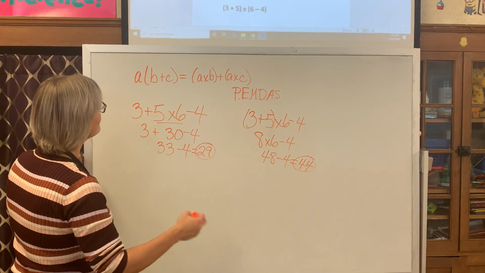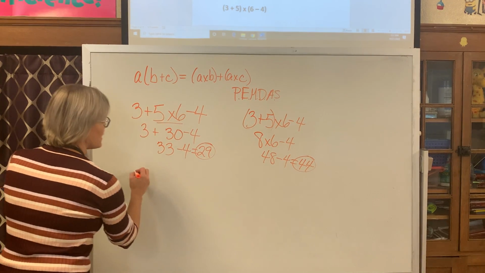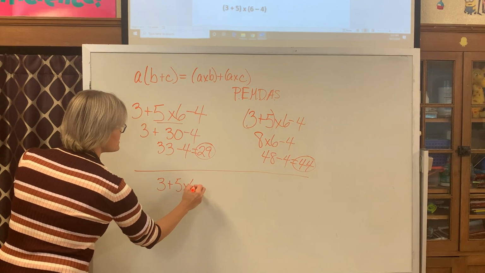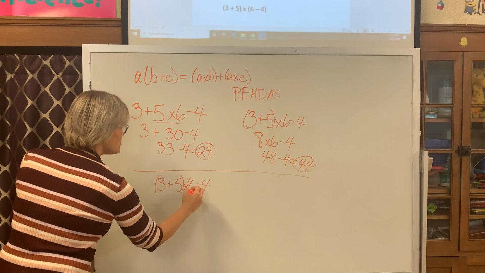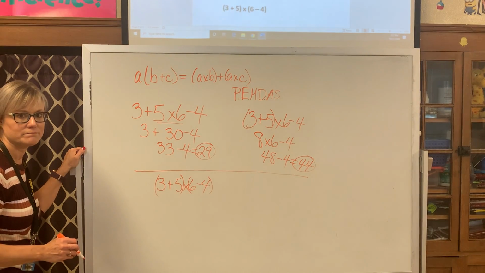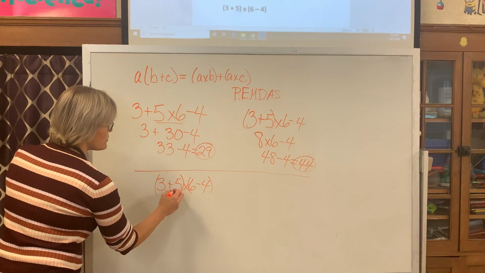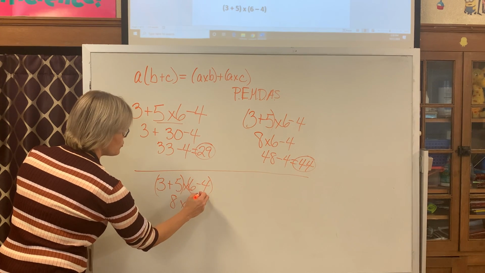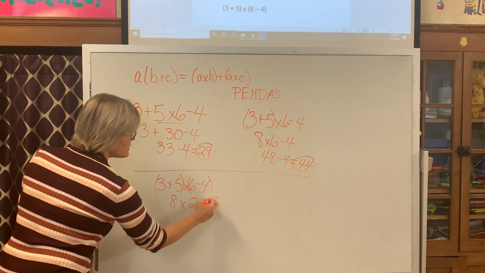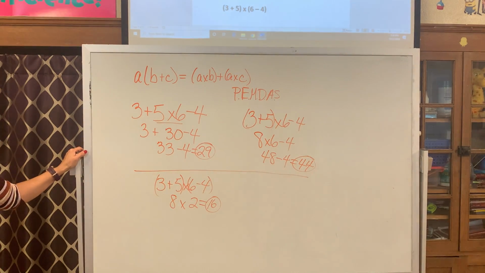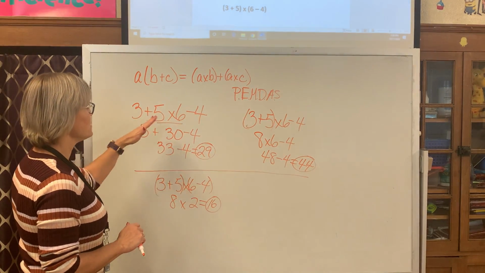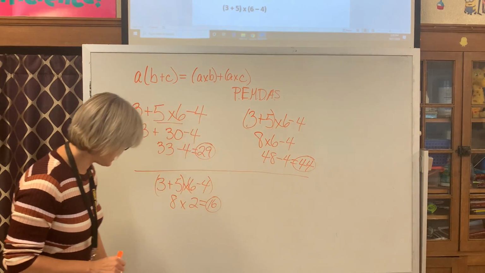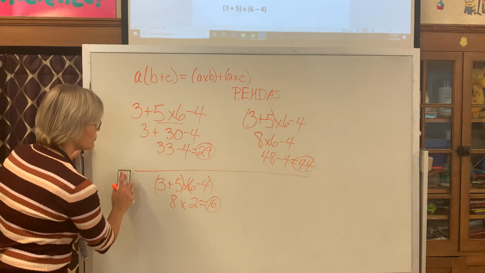All right, so let's do this again, and this time I'm going to rewrite this. 3 plus 5 times 6 minus 4, and this time I'm going to put 2 sets of parentheses in there. All right, let's see if it changes it again. 3 plus 5 is 8 times 6 minus 4 is 2. That's going to give me 16. So it changes. Each time I do something different to the problem, it changes the solution. So you have to follow the PEMDAS model in order to get the correct solution.